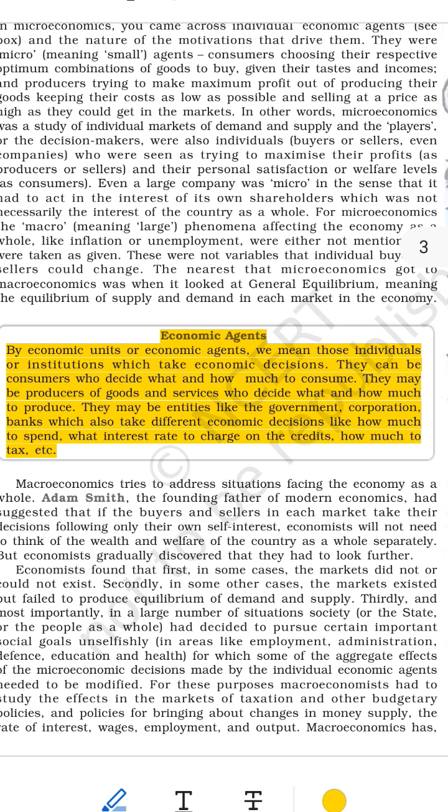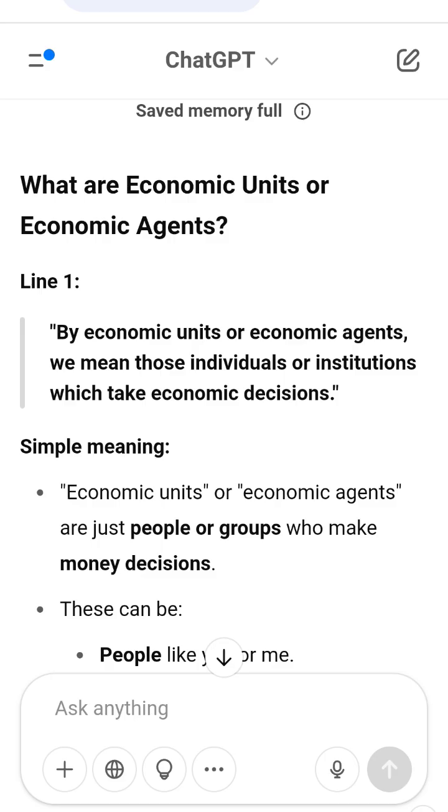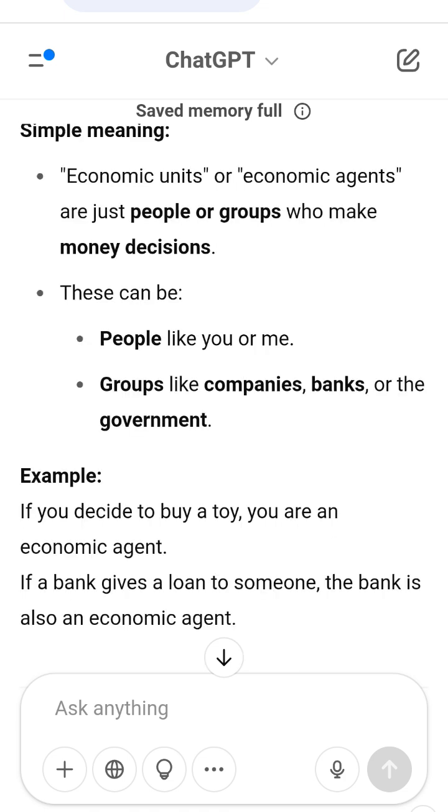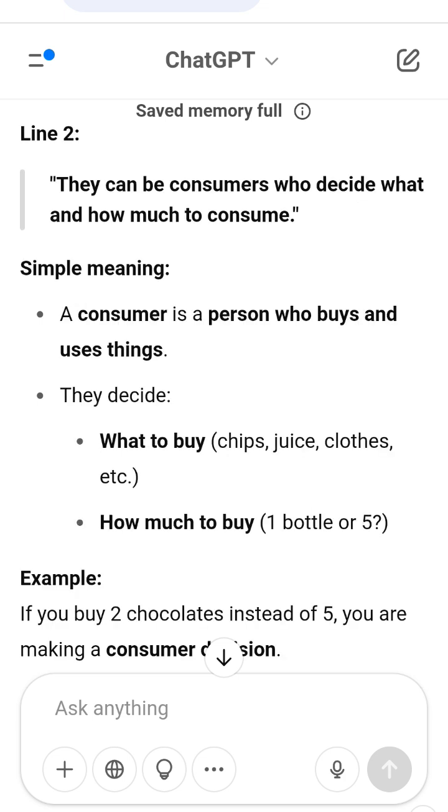Summary: economic agents are anyone, person or group, who makes money-related decisions. There are 3 main types. 1. Consumers, who buy and use things. 2. Producers, who make or provide things. 3. Institutions, like government, banks or companies, who plan spending, taxes, interest, etc.